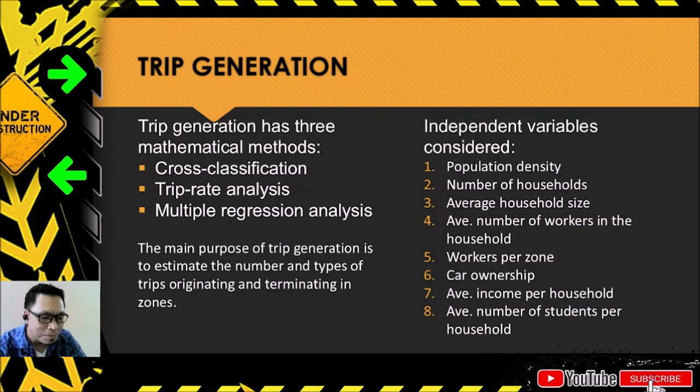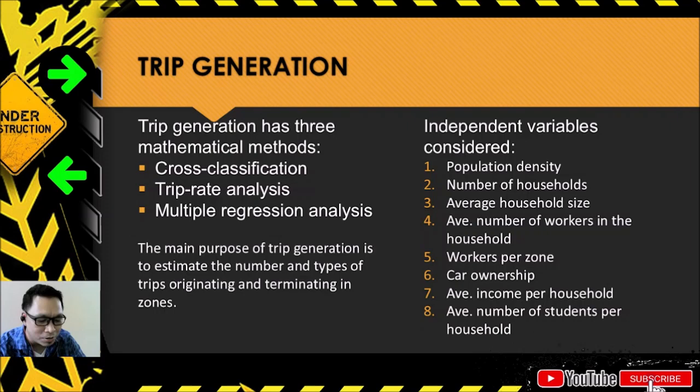The first one is the population density of a certain zone. Then, we have number of households. Then we have average household size. Let us say, in one household, how many members. Then, we have average number of workers in the household. That is one example. Then, workers per zone, if you are referring only to workers. Your study is limited to workers. You do not consider the trips of the students.